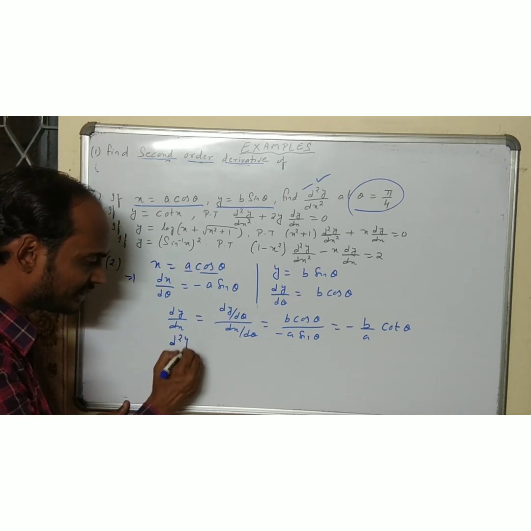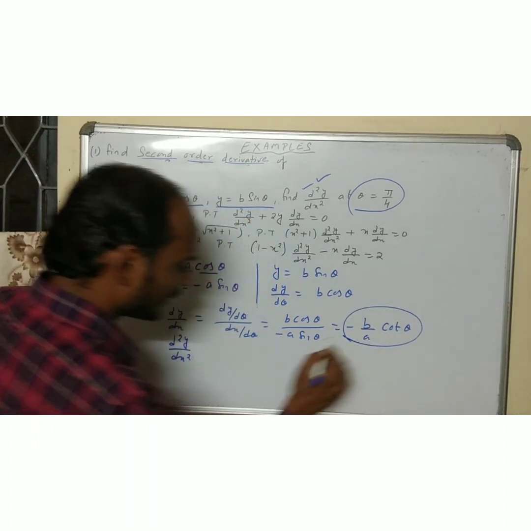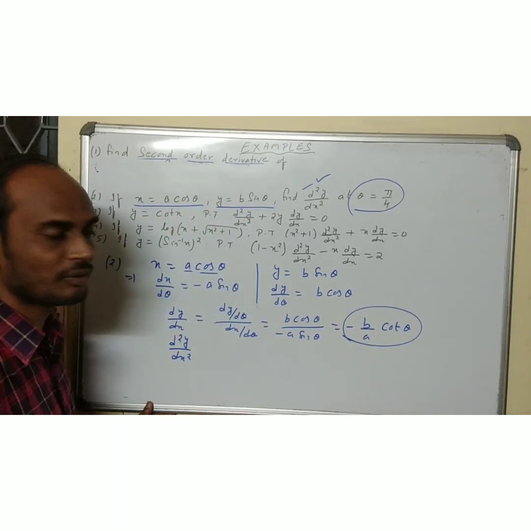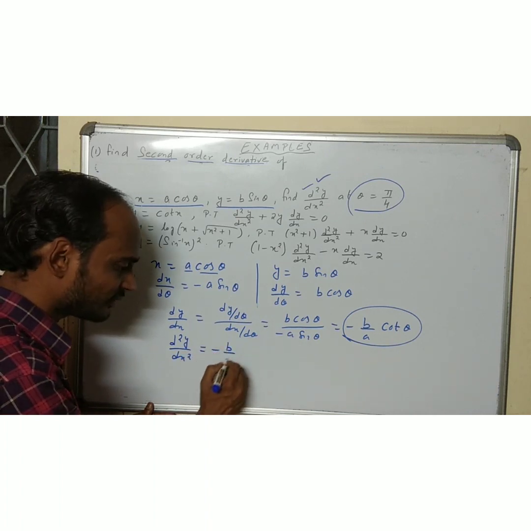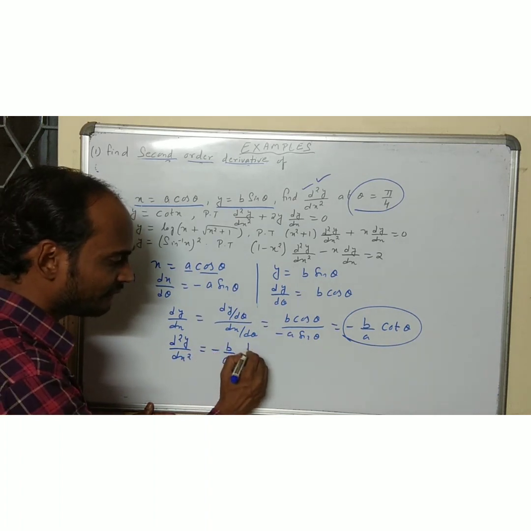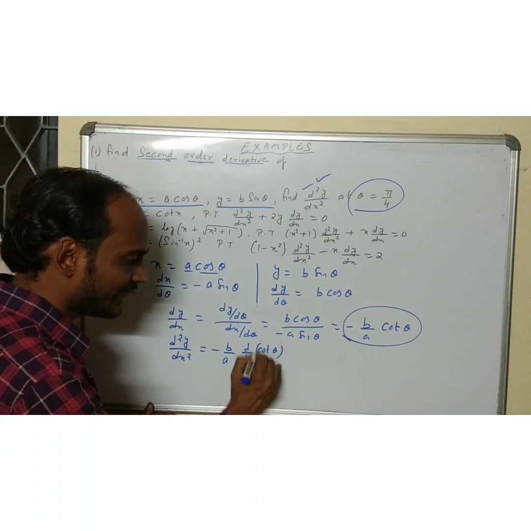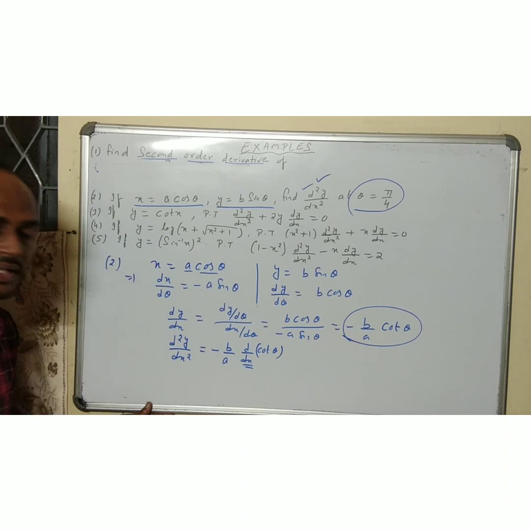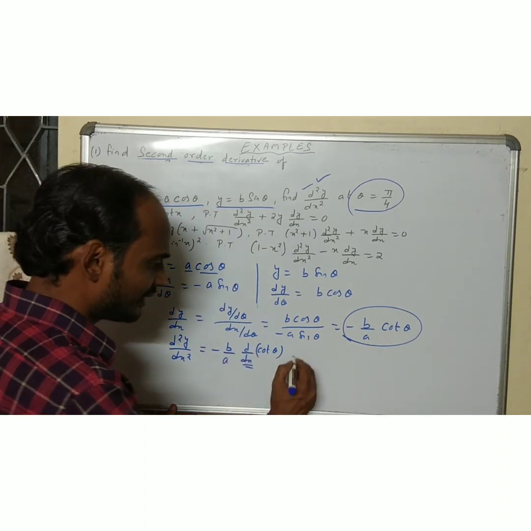Second derivative means d2y by dx2, and we need to find the derivative of this part, the derivative of minus b by a cot theta. For that, minus b by a is a constant, so it can be taken out, and we need to find the differentiation of cot theta with respect to x. Remember this, we are finding the derivative with respect to x. So d by dx of cot theta we are finding.